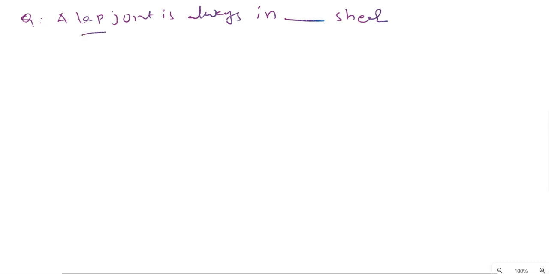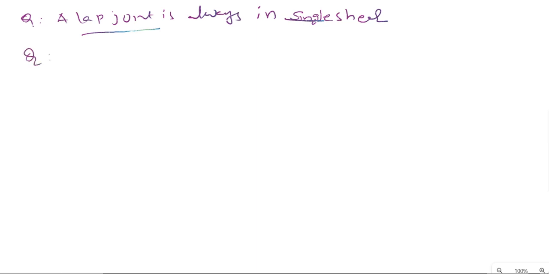So, strength of materials subject. In the first question, question number 1: a lap joint is always in dash shear. Options are: single shear, double shear, both A and B, and none of these. Always remember one thing, a lap joint is always in single shear only. Single shear is the answer for this question.